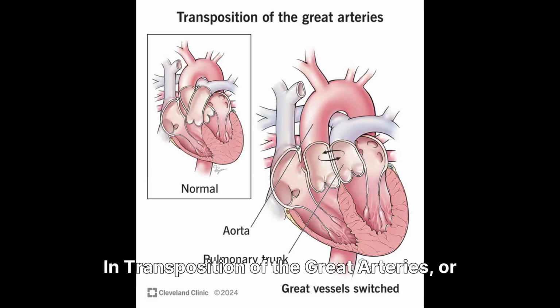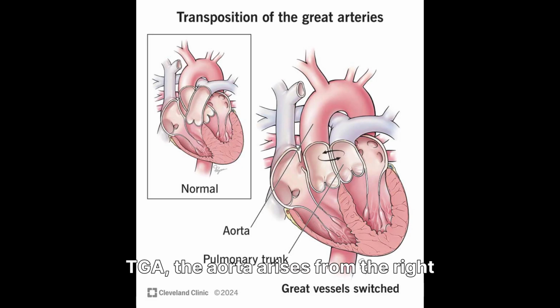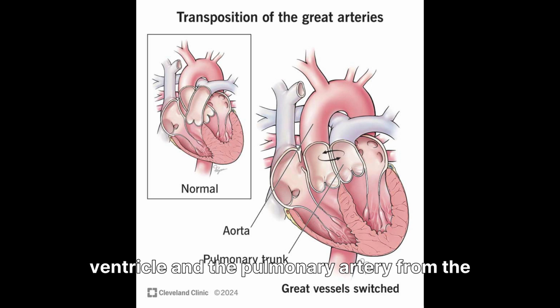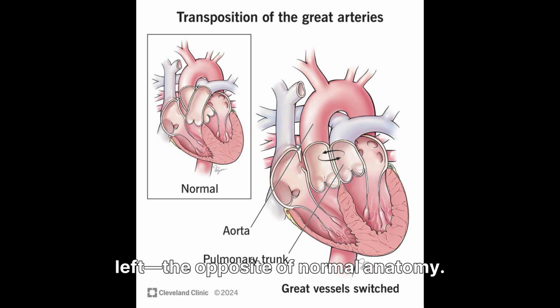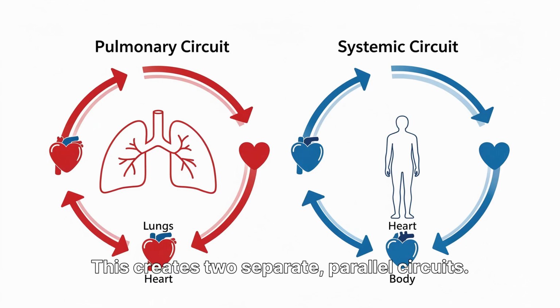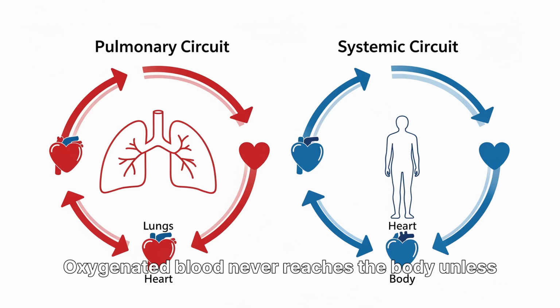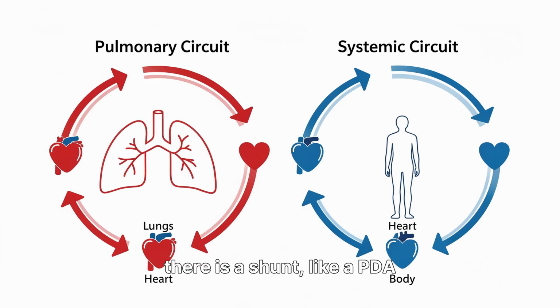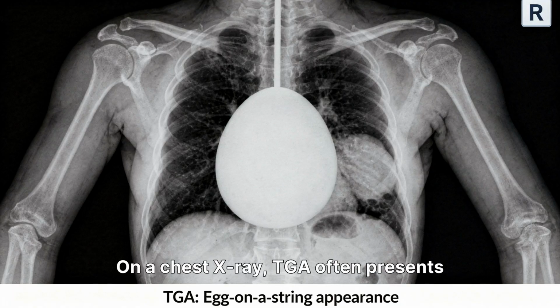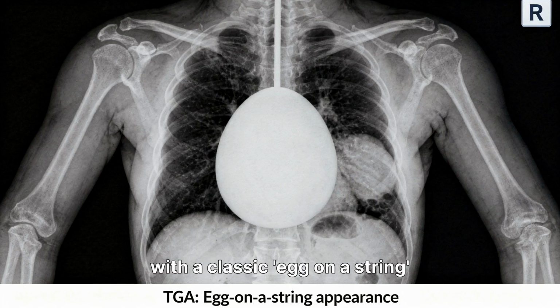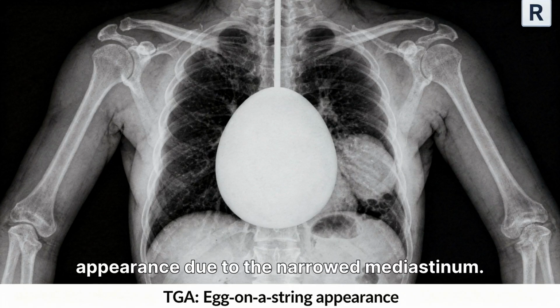In transposition of the great arteries, or TGA, the aorta arises from the right ventricle and the pulmonary artery from the left, the opposite of normal anatomy. This creates 2 separate parallel circuits. Oxygenated blood never reaches the body unless there is a shunt, like a PDA or VSD, to allow mixing. On a chest X-ray, TGA often presents with a classic egg-on-a-string appearance due to the narrowed mediastinum.